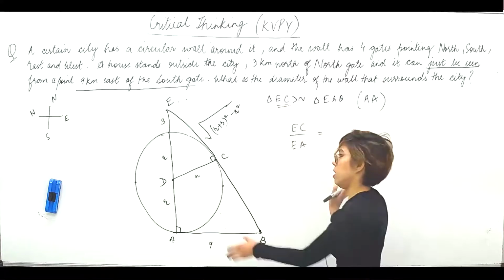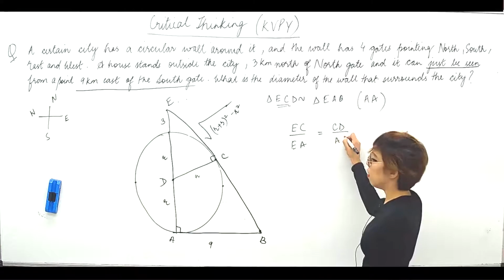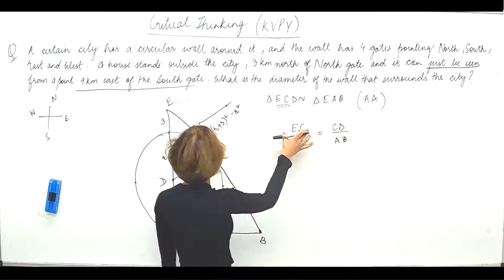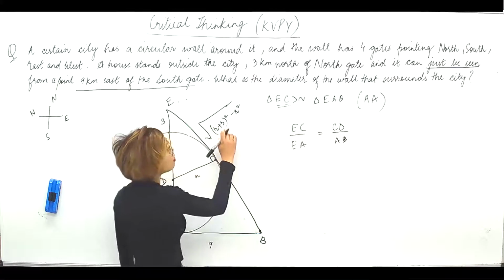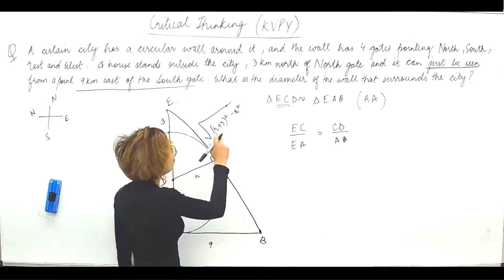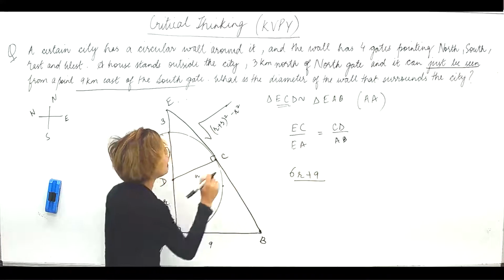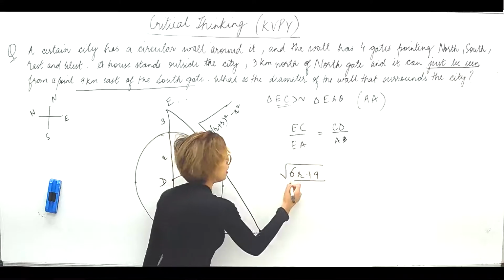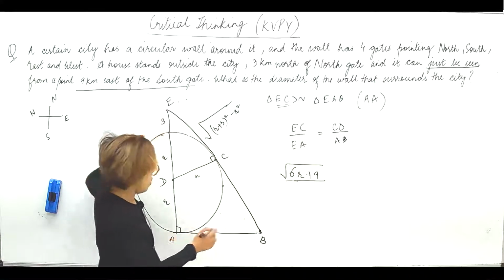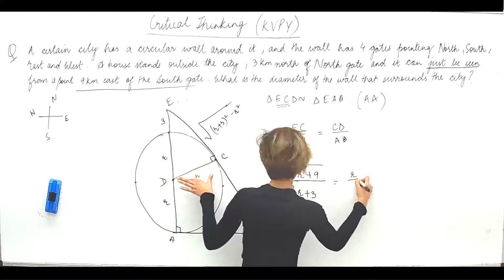Perfect. Is equal to, now what else? CD by AB. CD by AB. Both of them I know in terms of R. Like one I know that it is 9. So perfect. So let me just substitute the values. So EC is square root of R plus 3 whole square minus R square. If I open this up, R square gets cancelled. So I'll be left with root of 6R plus 9, whole divided by EA, which is 2R plus 3, is equal to CD, which is R, whole divided by 9.